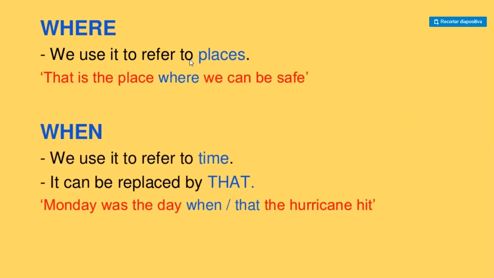So where only refers to places, to a specific location. That is the place where we can be safe. The school is the place where we can study, for example. Then we have the word when, which we use to refer to time, and it can be replaced by that. Here we have an example: Monday was the day when the hurricane hit. It can be replaced by that also.